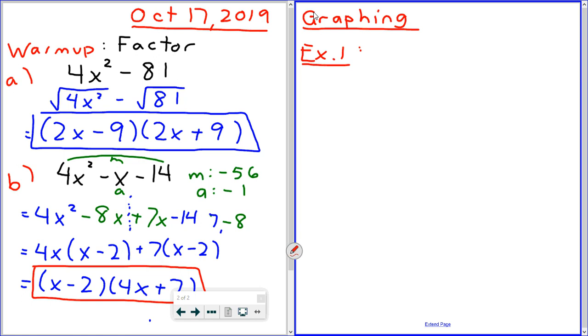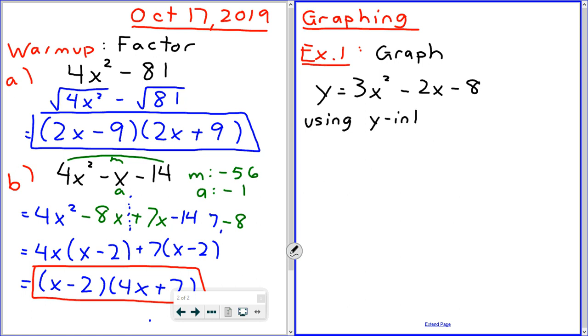Here we go. Example 1. Graph y equals 3x squared minus 2x minus 8 using y-intercept, x-intercepts, and vertex. If you remember, we did this before, except I gave it to you in factor form. I gave you the 2 brackets. We did this at the beginning of the unit.